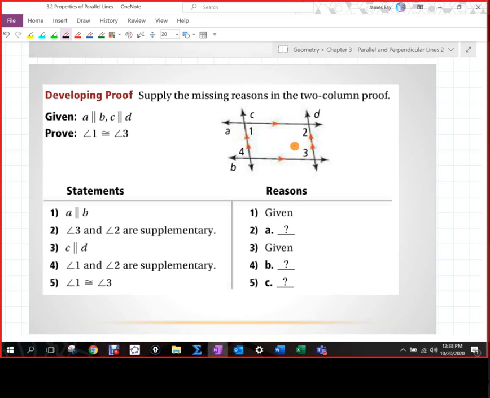So here we have a parallelogram. We want to prove that angle 1 and angle 3 are congruent. First thing they say is that A is parallel to B. That's given. I'm going to clean things up a little bit. I know you guys can't do this. But if I look at A and B being the two lines they're referring to, and I look at angles 2 and 3 in line 2, I'm trying to get a reason for why 2 and 3 are supplementary. Looking at this picture right now, why would angle 2 and angle 3 be supplementary?